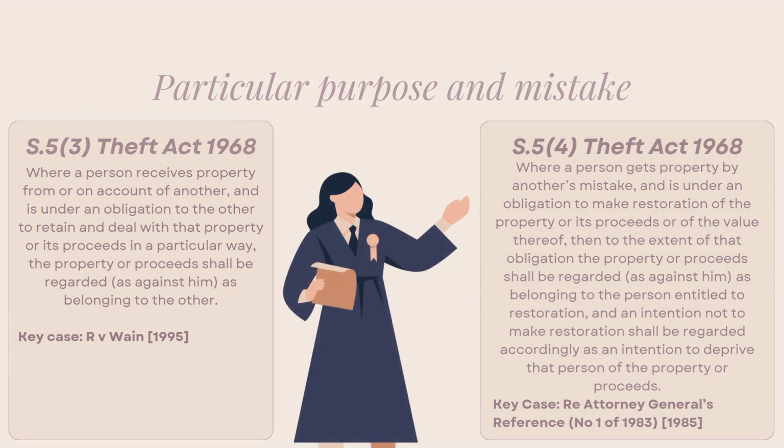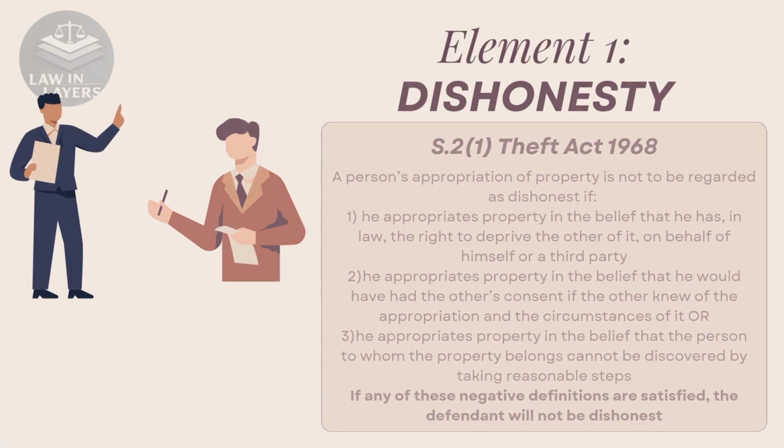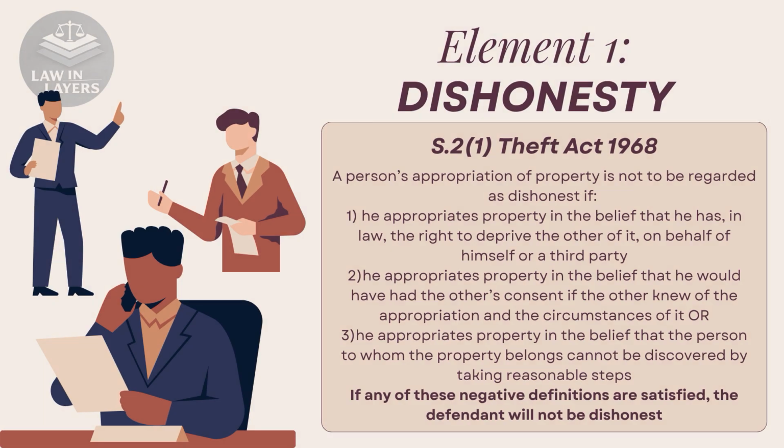After establishing that the defendant has the Actus Reus for theft, the prosecution must then prove the mens rea. This is the mental element of the offense, and therefore often the most difficult to establish. For theft, there are two key elements: dishonesty and intention to permanently deprive. We begin with dishonesty.